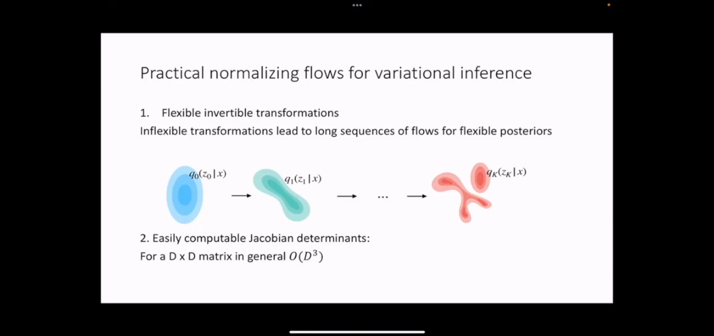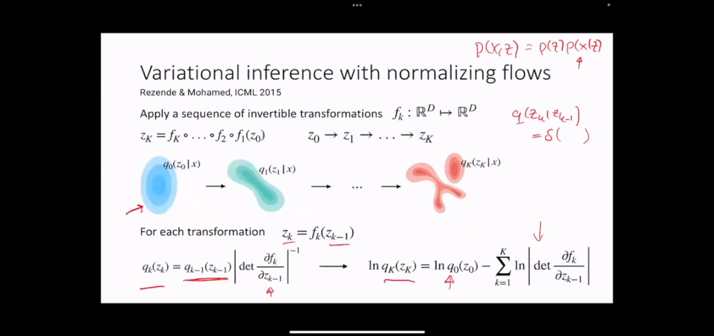And on top of that, in our objective, there are terms that have to evaluate the log of QK, this last distribution. If you remember correctly, on this slide, this log of QK is log of Q0 minus this sum, the sum of the logarithm of determinant Jacobians. But determinants for general matrices scale cubically with the dimensionality of that matrix, unless you do something smart with the structure of that matrix. For a diagonal matrix, the determinant is just a product.